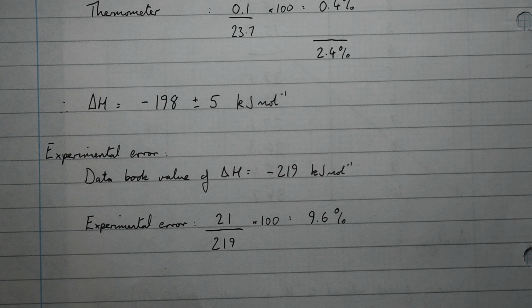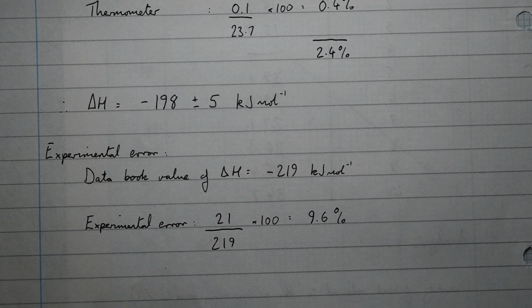Now that error is obviously greater than 2.4%, so therefore the error in our final answer cannot just be explained from the uncertainties in the apparatus. It's likely that some heat has been lost that we've not accounted for by extrapolating the graph. And it's also possible that perhaps the concentration of the copper sulfate wasn't exactly 0.5 moles per decimetre cubed, and obviously we've used that in our calculation to calculate the number of moles of the reaction, so that could also have an impact on our overall result.